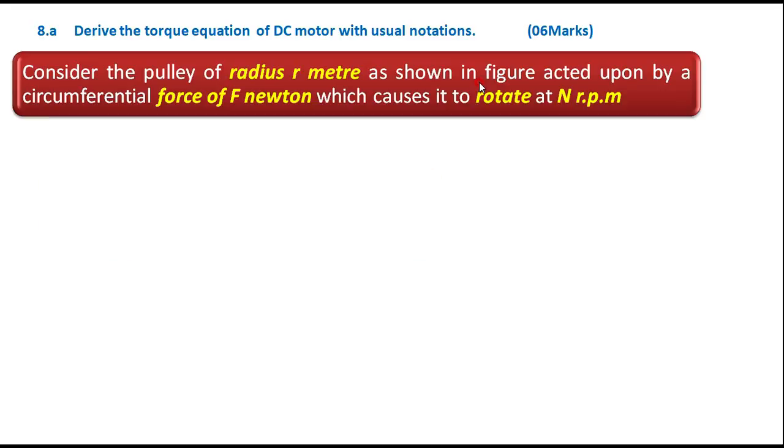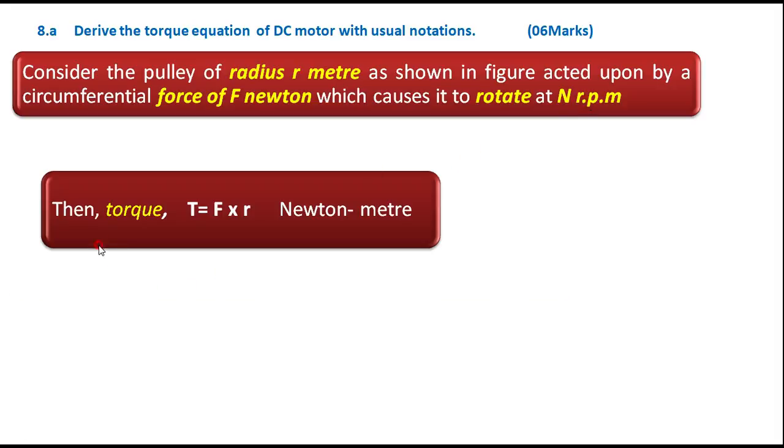The torque is produced on a pulley if a force is exerted at a distance of r meters. Consider a pulley of radius r meters as shown in the figure, acted upon by a circumferential force F newtons, which causes it to rotate at n rpm. When a force is exerted at a distance of r, a torque is produced, hence the pulley starts rotating at a speed of n rpm. Therefore, the torque is defined as the product of force and distance, F into r newton meter.